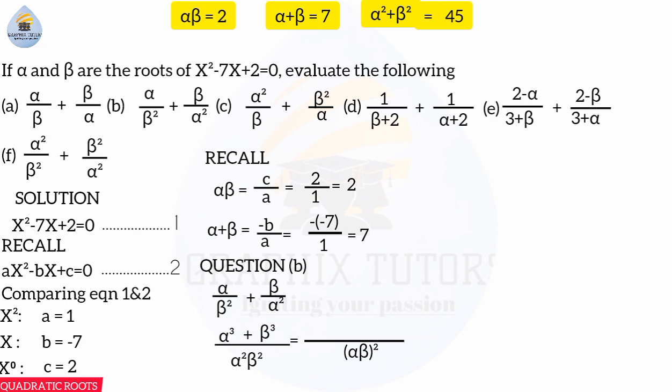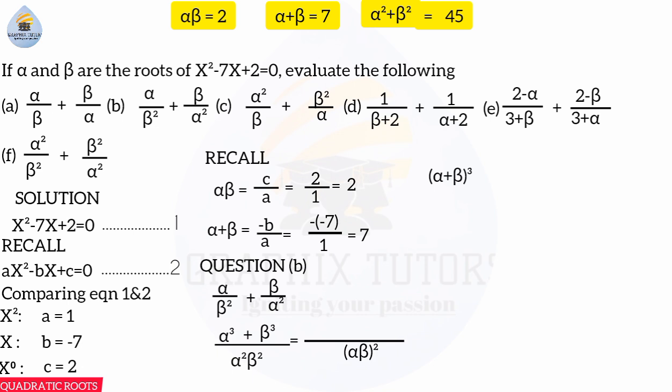So now, but I don't have the relationship of alpha cube plus beta cube, because from what I have from the question, I only have alpha beta and alpha plus beta with the just included one, which is alpha square plus beta square, right? So let's now see how we can expand alpha cube plus beta cube. Now you can get alpha cube plus beta cube from the expansion of alpha plus beta all cube. How do I mean? Now watch.